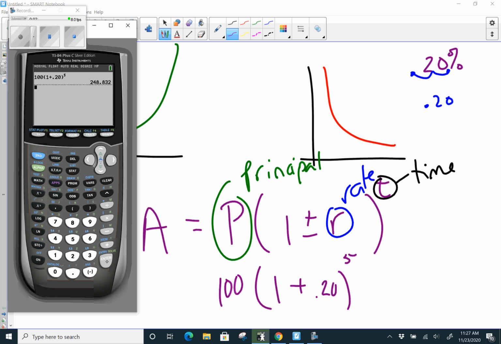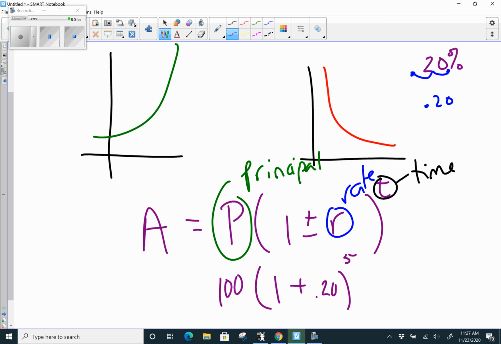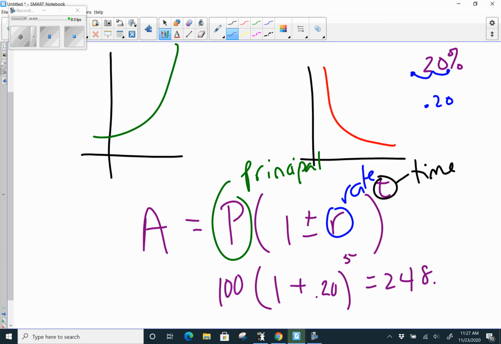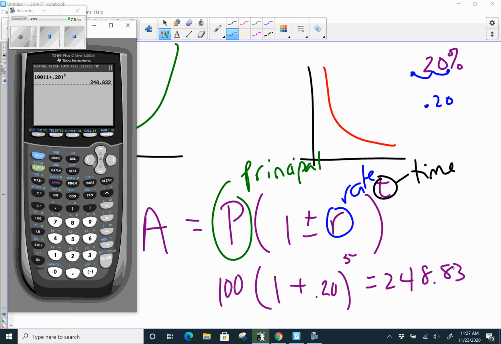At the end of 5 years, my $100 will turn into $248.83. That equals $48.83 made, because that 2 is insignificant, since this is dimes, this is pennies, right? So that's how much money I would have made.